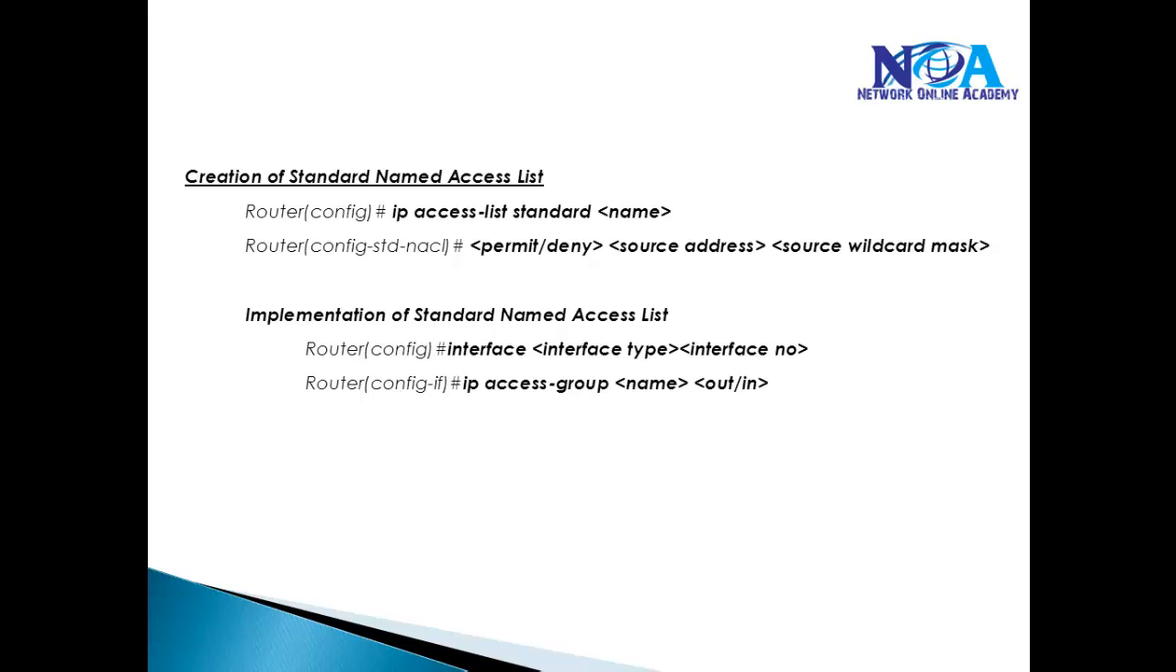Now in case of named ACL, the syntax is almost similar to numbered ACL, but the only difference is we write here IP access-list, but in case of numbered ACL, we write access-list, and then we define some number here. Whereas here we need to say IP access-list, and then we need to tell whether it is a standard or extended. Now these options will change here. Either we can define a standard ACL or extended ACL.